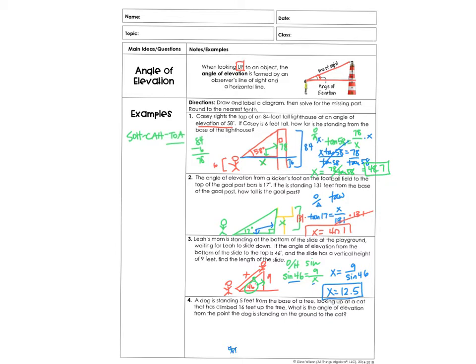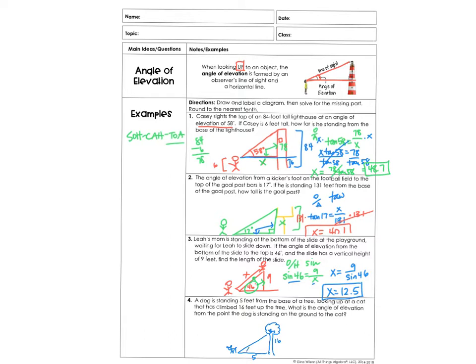Dog. Okay? I really can draw better than this, but for picture's sake. A dog is standing 5 feet from the base of a tree. So there's the dog. It's 5 feet from the base of a tree, looking up at a cat that has climbed 16 feet up the tree. Okay? So we got a cat that's climbed up the tree 16 feet. Here's my cat. Okay, it's climbed up 16 feet.